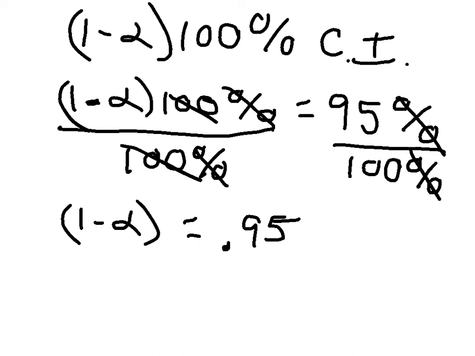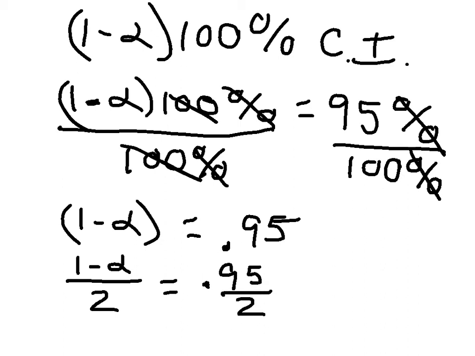I'm going to split that down one level farther. I want to split it down to 1 minus alpha over 2, and that's 0.95 over 2, and that's going to be 0.4750. Okay? Now let's think about that. That 0.4750 is a probability.